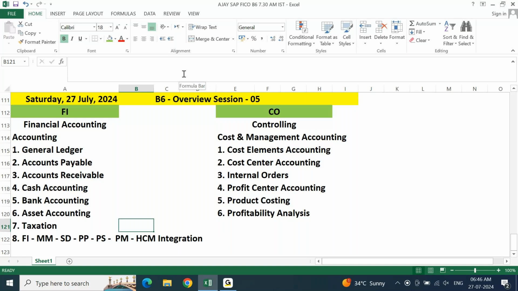Now from here, there are certain modules which are important. There are certain modules which are optional. When I say important and optional, we are keeping in mind a FICO consultant only. When you treat yourself as a FICO consultant in any organization or in the market, it is not necessary that you have to be thorough with all the modules.